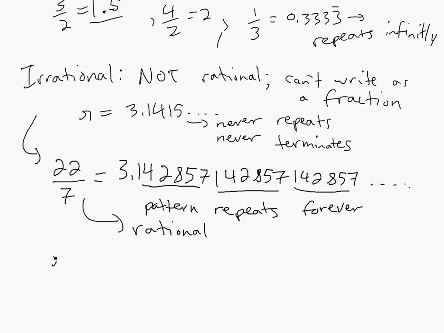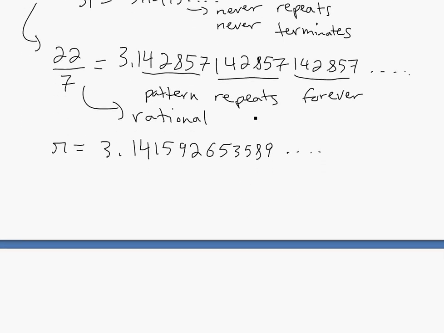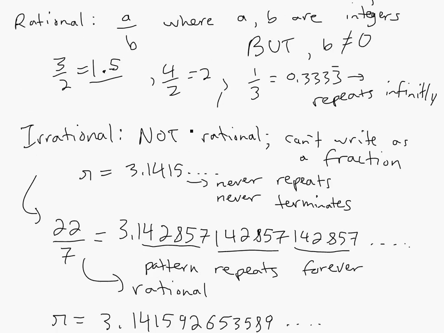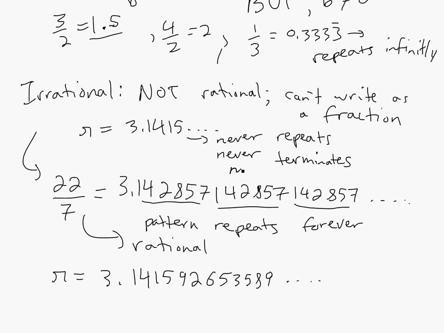Whereas pi, if you were to write it down, if you were to go really far, 3.14159265358, etc., it goes on forever. So that's basically irrational numbers. They never repeat, they never terminate, and there's no pattern. So we'll just write no pattern. That's basically the repeats part: no pattern.